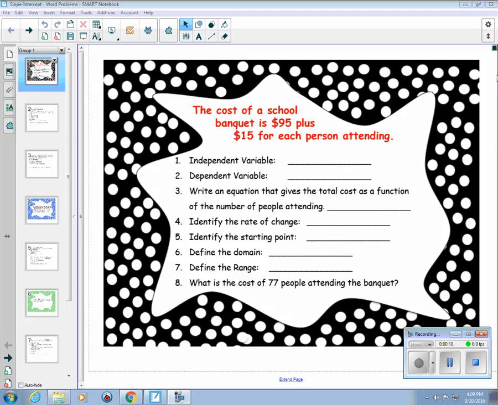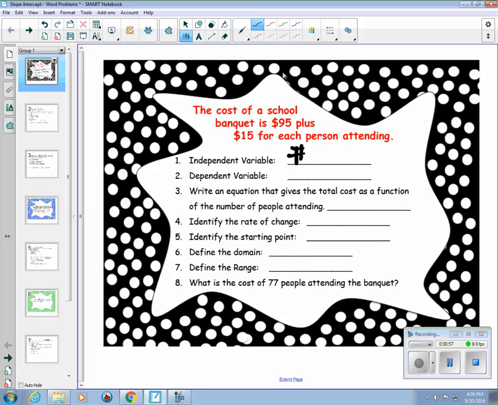So the first thing that we're going to do is identify the independent variable. Okay, independent variable. I'm not asking for the 95. What is the independent variable? What depends on what? The cost depends on how many people are going. So which one is my independent variable? The number of people.